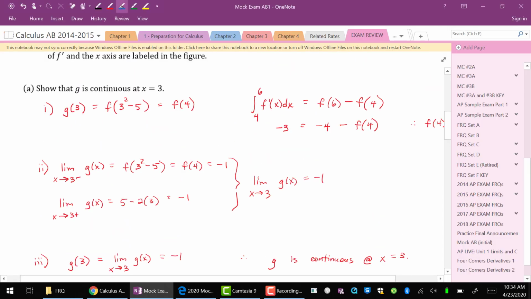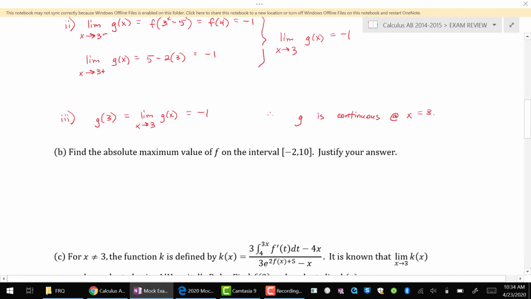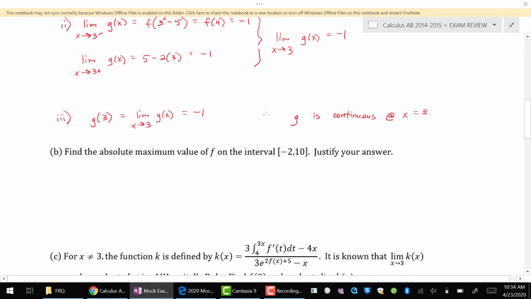Part B. Find the absolute maximum value of f on the interval from -2 to 10. I'm going to be thinking about using the candidates test whenever I see absolute maximum or minimum across a closed interval, so the closed interval test or the candidates test. And it's really the extreme value theorem that lets us find these cases here.